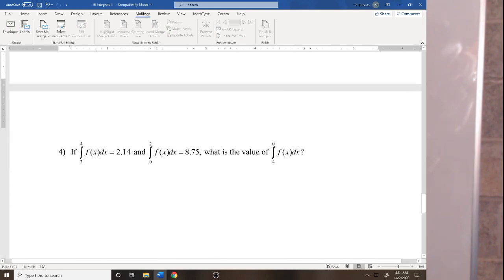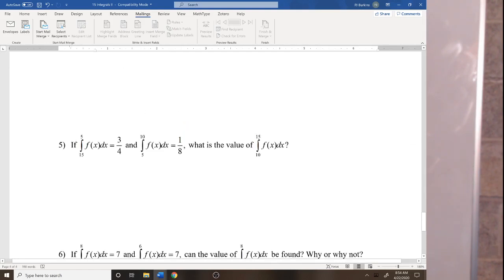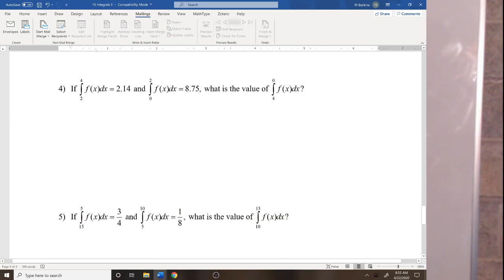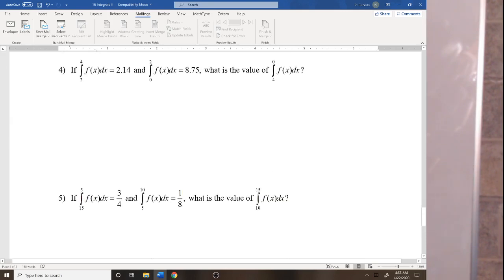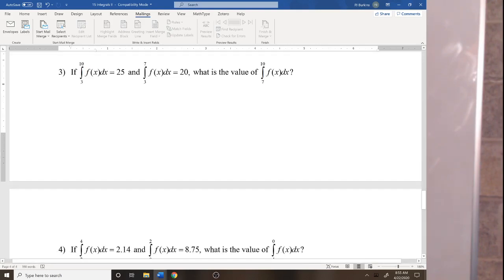All right, so I think I'll do 3 and 4, and I will leave 5 for you to do as part of your quiz. So problem 3 says we've got an integral from 3 to 10, and we have a number for it. We've also got an integral from 3 to 7, and we have a number for that. What's the value from 7 to 10?